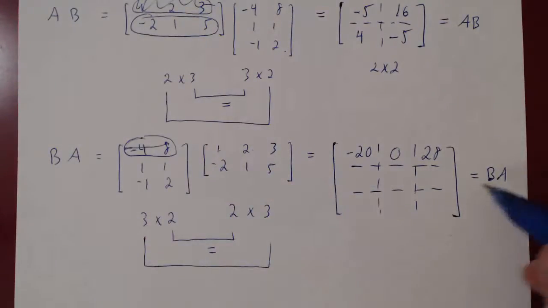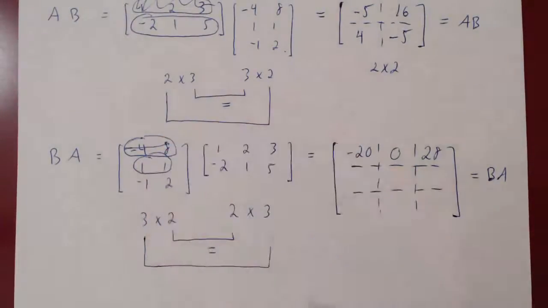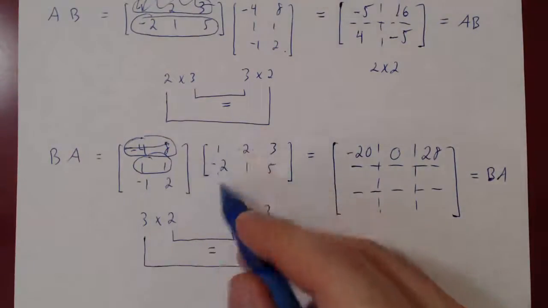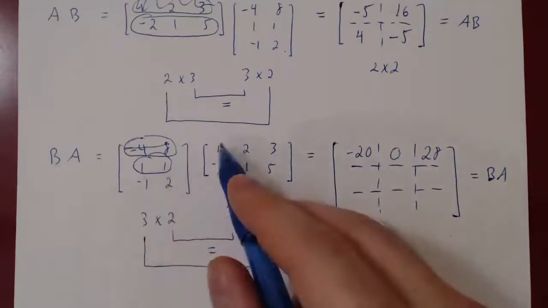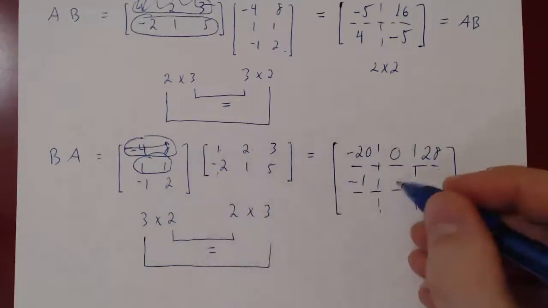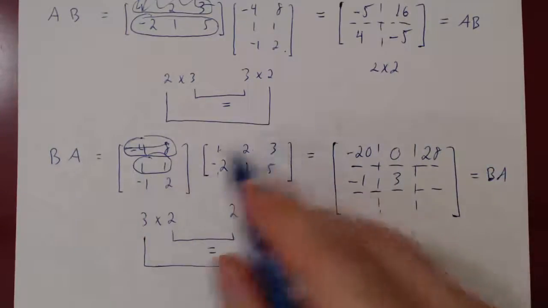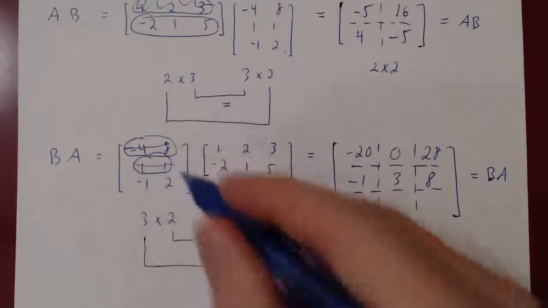To construct the second row of BA, we now fix the second row of B, 1, 1. And we go through again every column of A to construct the second row of BA. So we have 1 minus 2, negative 1. 2 plus 1, 3. 3 plus 5, 8. And there you go. Done.